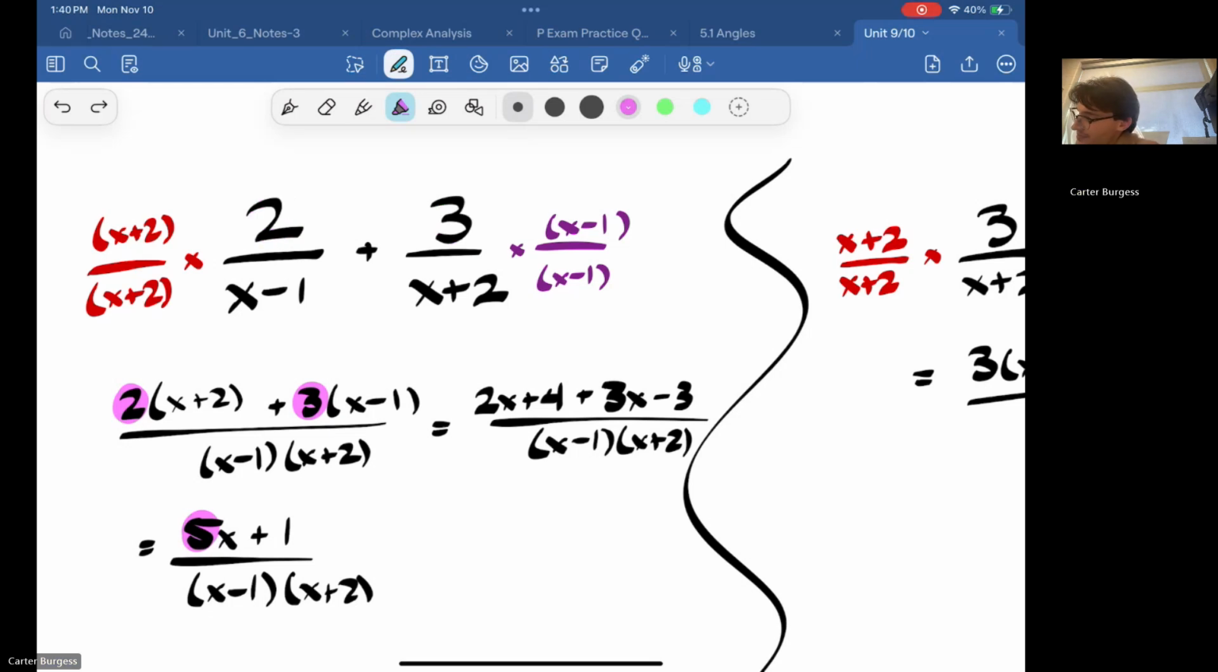Okay. And then where did this plus 1 come from? There's the 4 minus the 3, which came from the 2 times the 2 and the 3 times the negative 1, which combined together to make this 1.